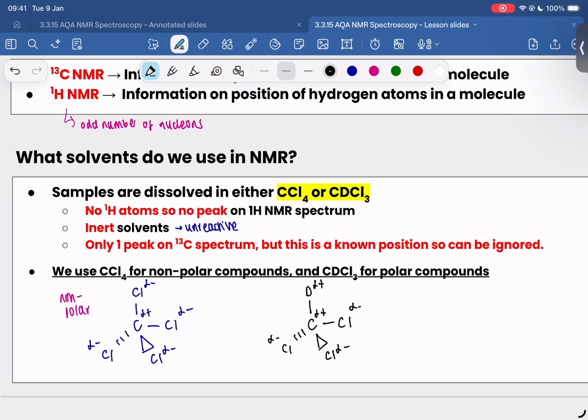And the reason why this is polar is because there's one deuterium atom. That means that not all of the dipoles will cancel out. And so that's why we use this compound for polar organic substances as opposed to non-polar organic substances. That's an exam question they might ask just to test your knowledge on polarity. But this, as you can see, is a crossover with the bonding topic.